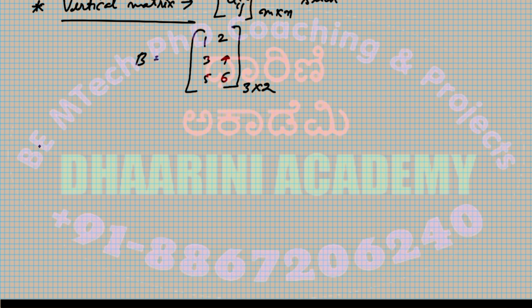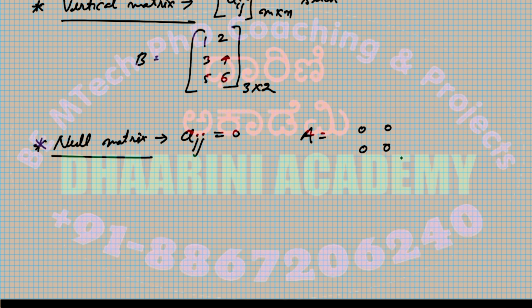Another important matrix is called the null matrix, right? Any matrix Aij is 0 irrespective of i and j. There is no relationship on what i is or what j is. Any Aij, all the values should be 0. So if I write 2 into 2, 0, 0, 0, 0.